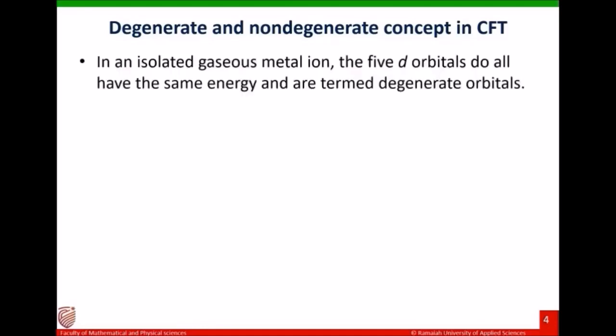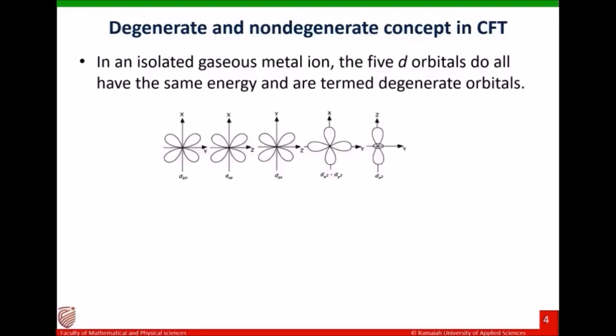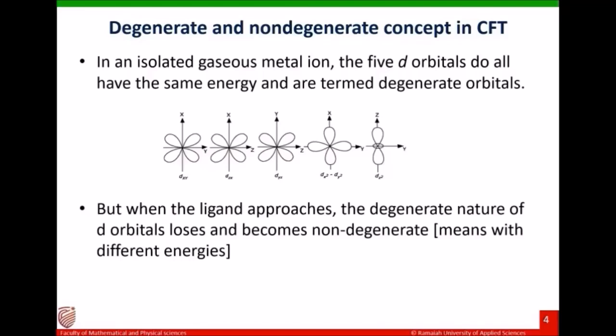Now we have to discuss this degenerate and non-degenerate concept in CFT. In an isolated gaseous metal ion, the 5 d orbitals all have the same energy and are termed degenerate orbitals. We know the names of these 5 d orbitals: dxy, dyz, dxz, dx square minus y square, and dz square. But when the ligand approaches, the degenerate nature of the d orbitals is lost and they become non-degenerate, meaning they will have different energies. How is it possible?